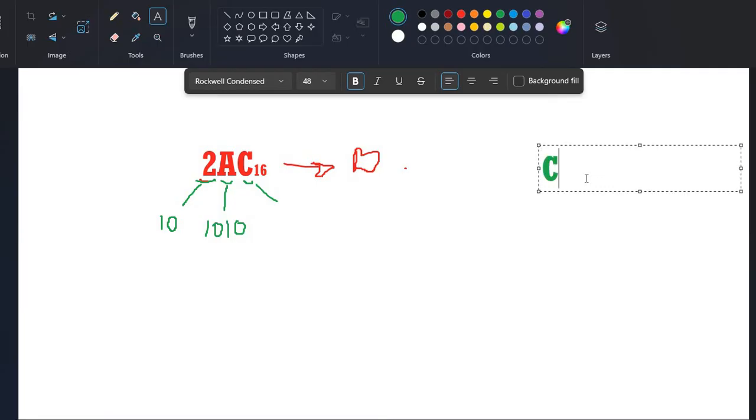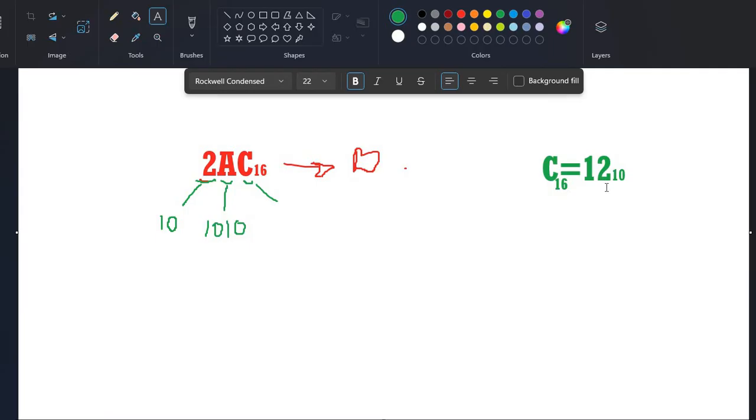Similarly, we will have C. C means how much? C means 12, 12 of decimal number, right? 12 is a decimal number. C is what? Hexadecimal number. C is a hexadecimal number and 12 is a decimal number. Hexadecimal of C is equal to 12 of decimal number, right?